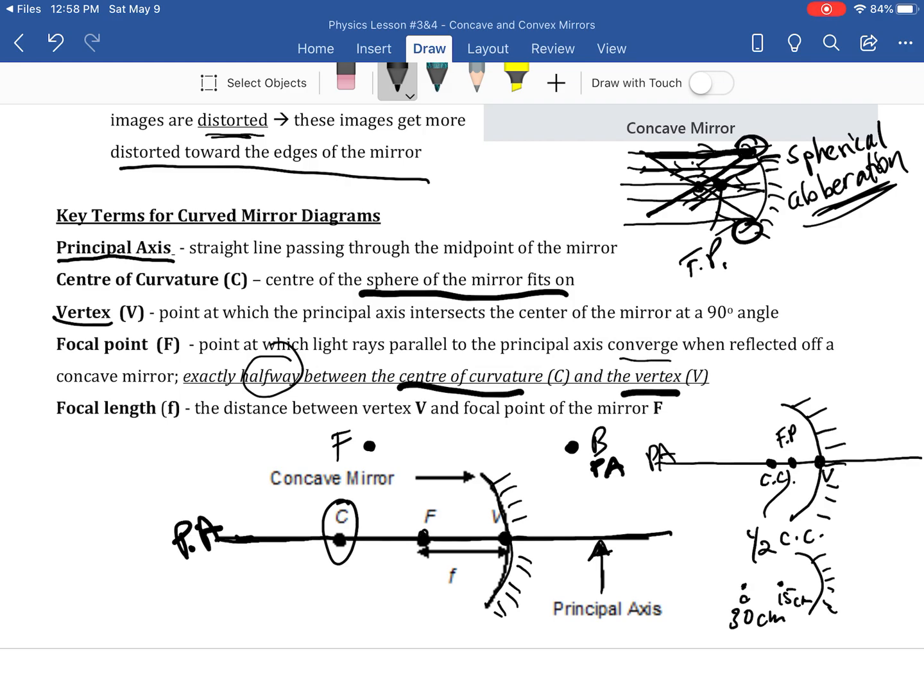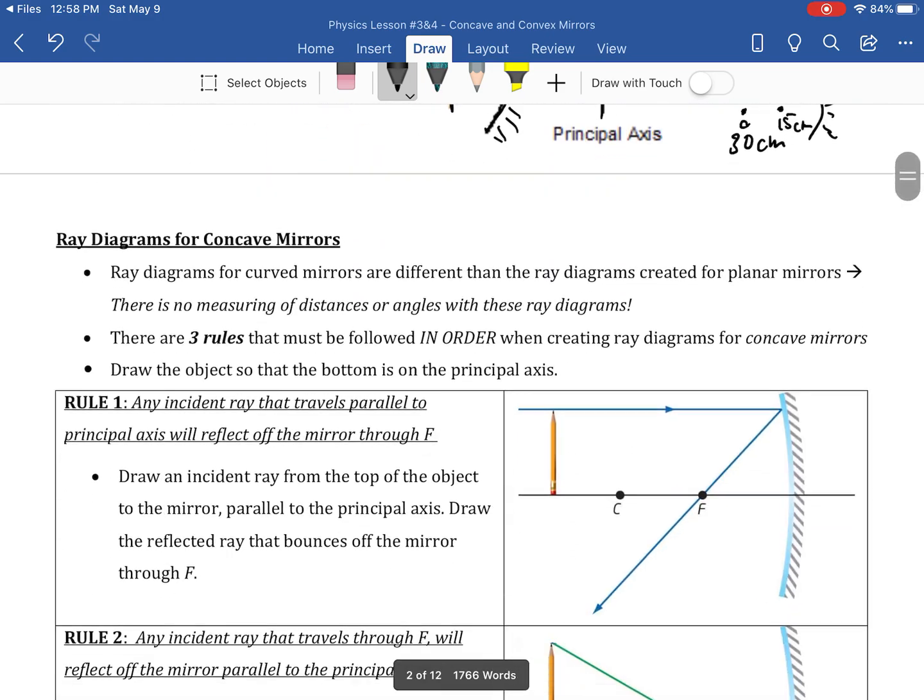The focal length, so here's our focal point right here. The focal length, which is indicated by a small f, while the focal point is indicated by an uppercase F. The focal length is the distance between the vertex and the focal point. So from the mirror to the focal point is the focal length.